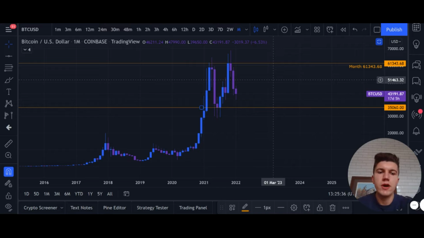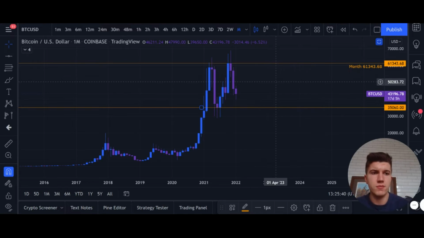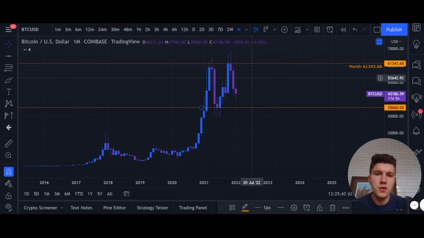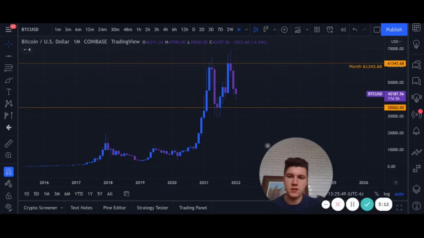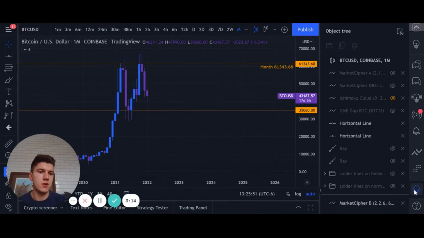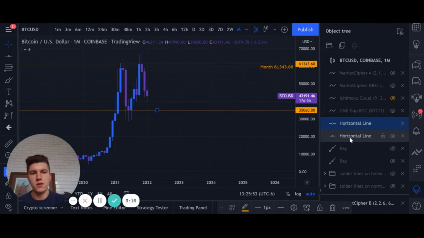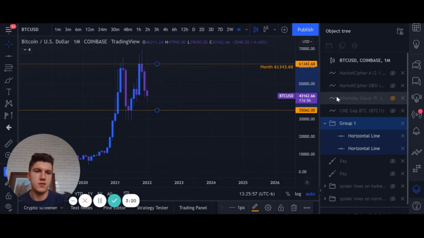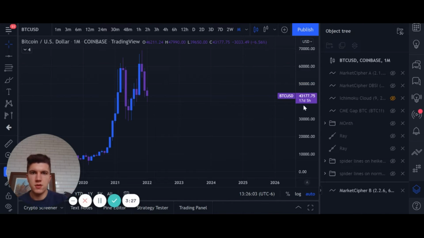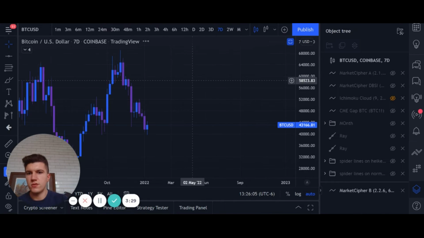So anyways, when analyzing a chart, I start off with a monthly. I'll put in all my support and resistance for that to help keep me organized. I will also make a folder with all the lines that I drew on the monthly time frame. And so I'll just name this one month, just to keep organized. And then next, I will go down to the weekly.